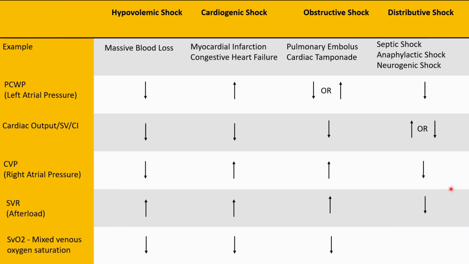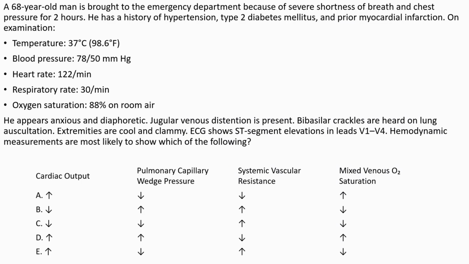Primarily in septic shock because of bacterial toxins that cause mitochondrial dysfunction at the tissue level. So this is a tissue related pathology. You'll get a rise in your mixed venous oxygen saturation. Okay, so now let's get back to our question.